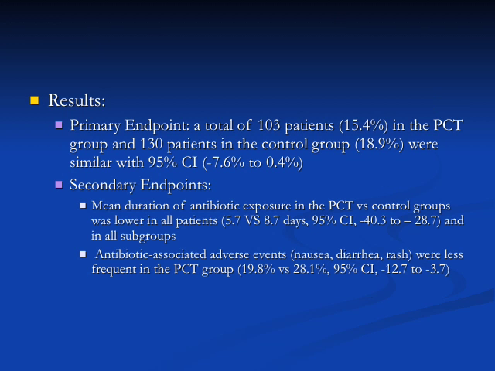For the secondary endpoints, the mean duration of antibiotic exposure in the procalcitonin versus the control group was lower in all patients, 5.7 days versus 8.7, with a 95% confidence interval. Antibiotic-associated adverse events, something that they didn't really go into detail, but it included nausea, diarrhea, and rash, but it did not comment on what other adverse events they took into account, were less frequent in the procalcitonin group, 19.8% versus 28.1%.